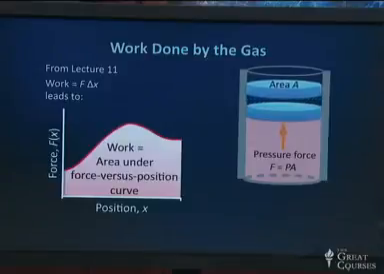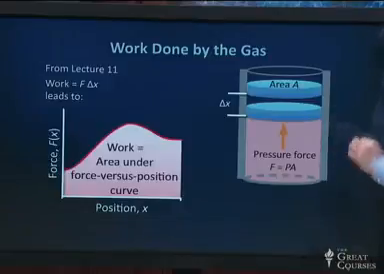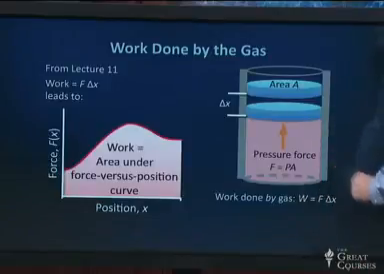Let's let the piston rise. Let's let it rise a distance delta x. Well, work is force times distance. So this is the work done by the gas. It's the force the gas is exerting times the distance it's moved.